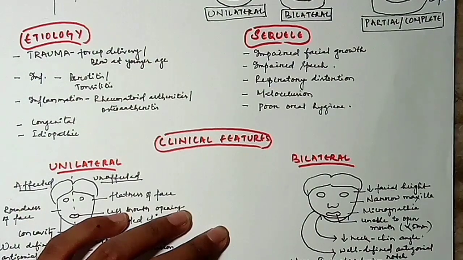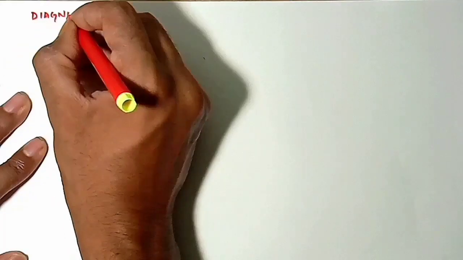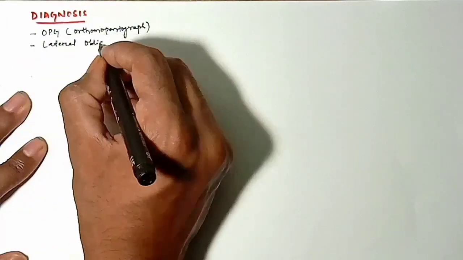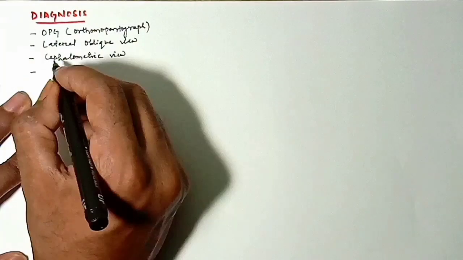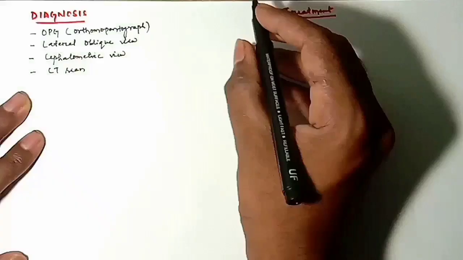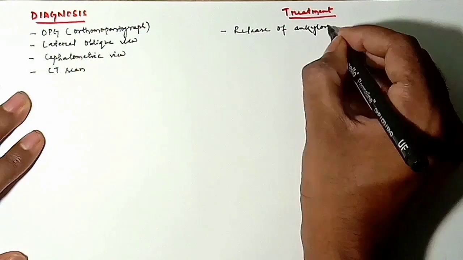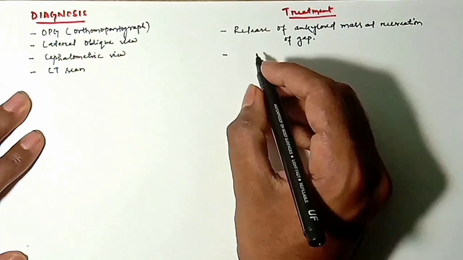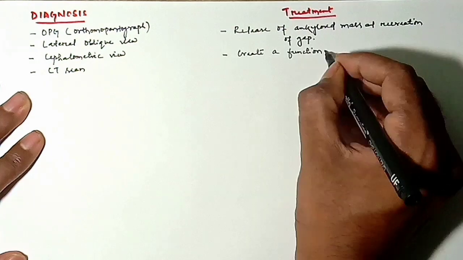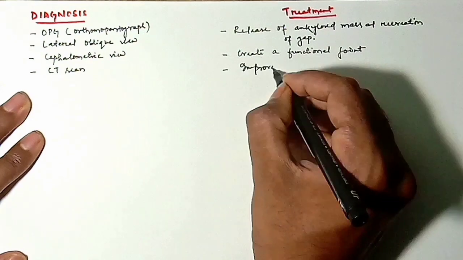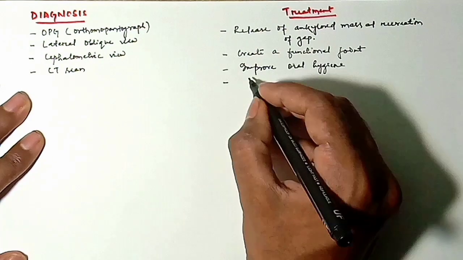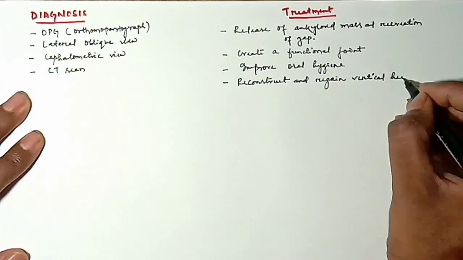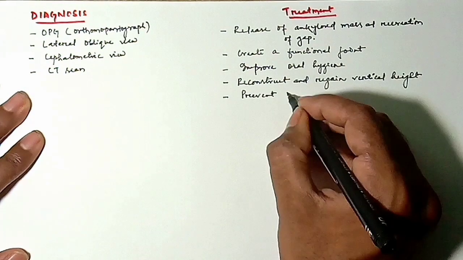Now let's see how we can diagnose ankylosis. We can diagnose it by OPG or orthopantomograph, the lateral oblique view, the cephalometric view, or CT scan. Now let's see the treatment. We treat to release the ankylosed mass and recreate the gap, recreate a functional joint, improve oral hygiene, and reconstruct and regain the vertical height. And the most important is the prevention of recurrence.